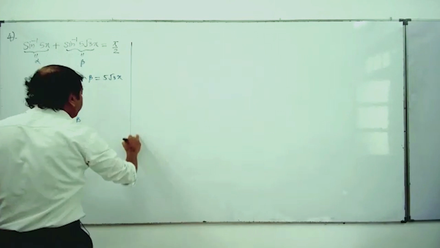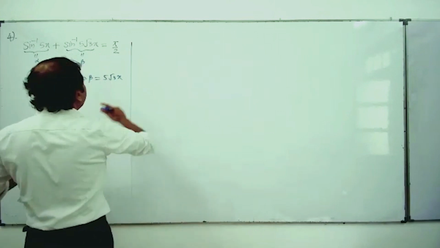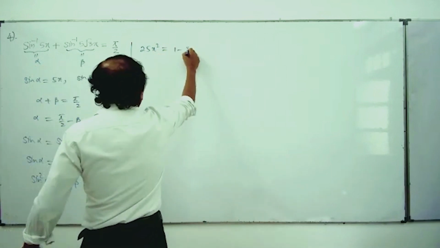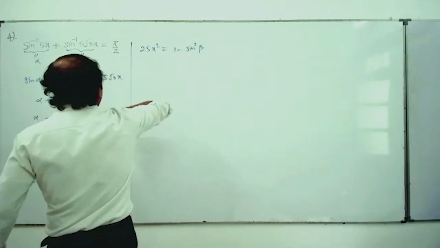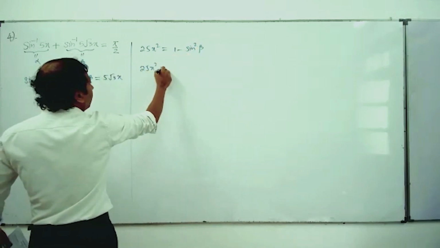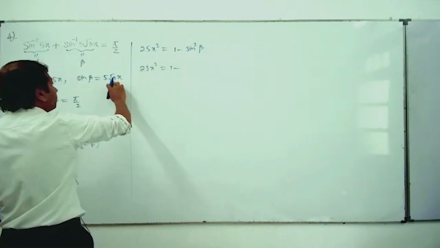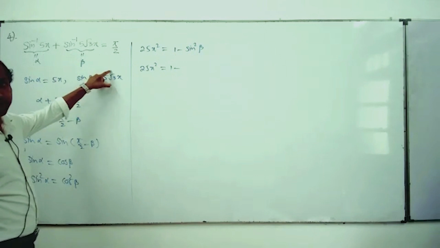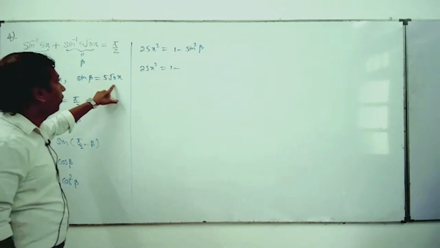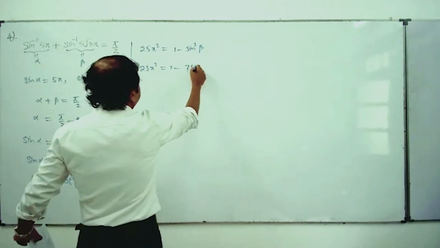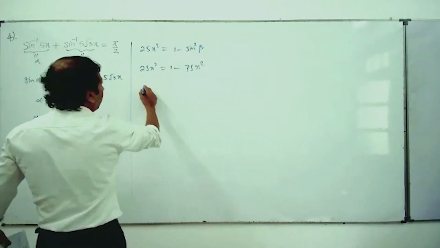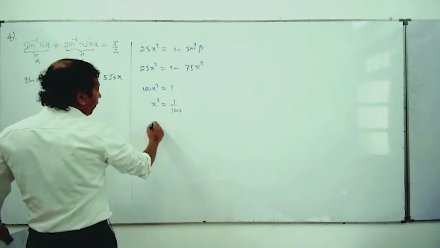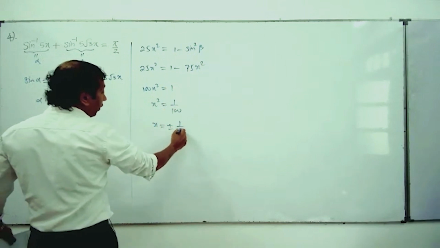Squaring, we get sin squared alpha is equal to cos squared beta. Sin squared alpha means the square of this, 25 x squared. Cos squared beta means 1 minus sin squared beta. Then 25 x squared equals 1 minus the square of this. What is that? 5 squared is 25, root 3 squared is 3. Then we get 75 x squared. So 100 x squared equals 1, x squared is 1 over 100, x is plus or minus 1 upon 10.